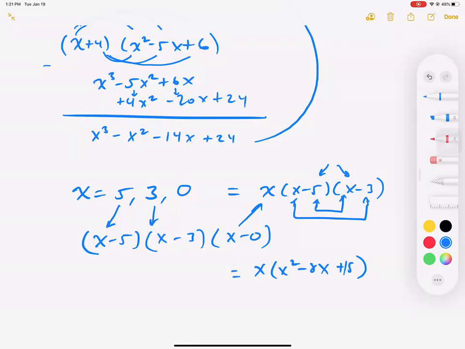And now, since one of them was just an x, it's actually really easy. Next step is just add an x to every exponent. x cubed minus 8x squared plus 15x. So a couple hints. If we have one of our roots being 0, it's really just going to be adding an x at the very end. So leave that one x last.